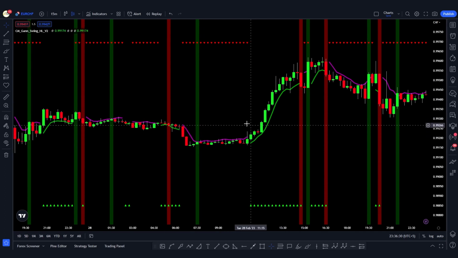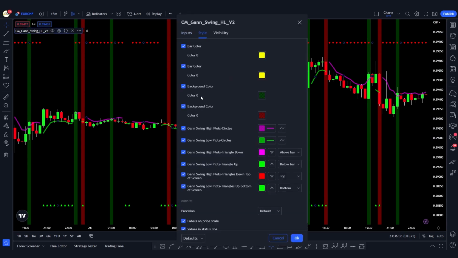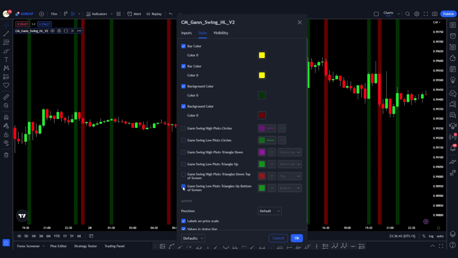But I find them pretty distracting, so we can go towards the indicator settings, and in the style we can hide these lines. For example, here we can hide these lines, and also we can hide these triangles so that we do not get distracted.